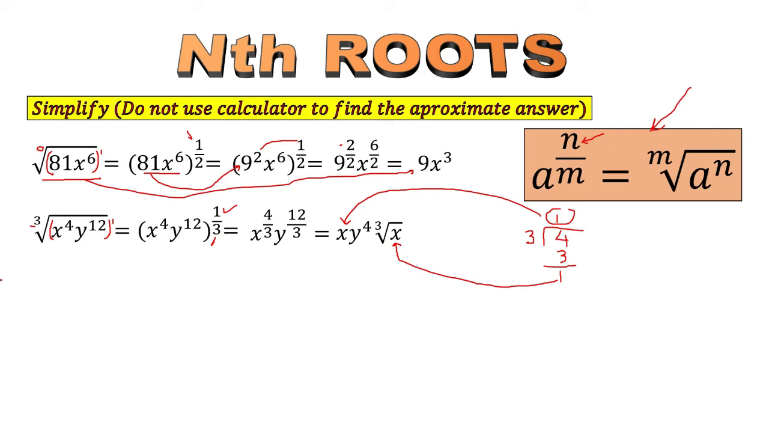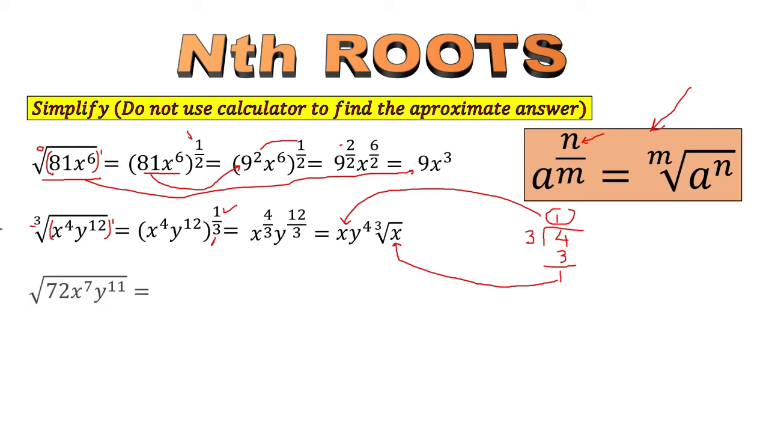because it is the exponent now of the x, because this is not the remainder of the division, it is the exponent of the term inside of the root. And in the case of y, you divide 12 by 3. 12 divided by 3 is 4. Now, you get a y to the 4th power.